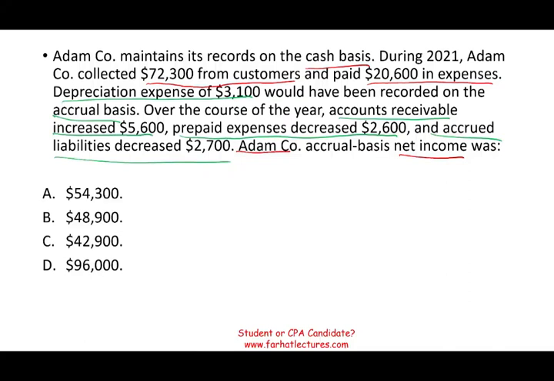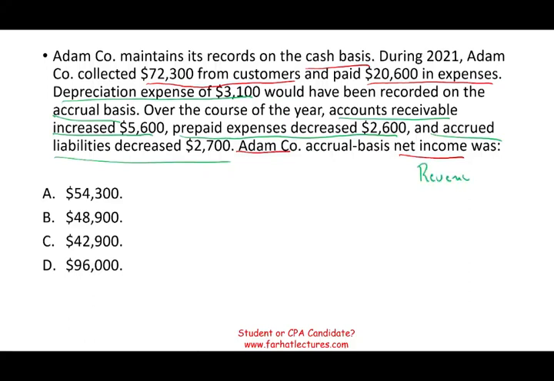So what's net income? Well, net income is revenue minus expenses. So what we have to do is first compute our revenue on an accrual basis, compute our expenses on an accrual basis, then take revenues minus expenses. How do we start with revenue? How do we convert revenue?